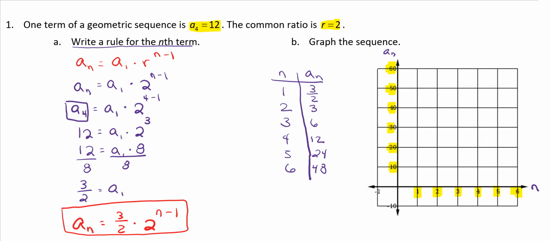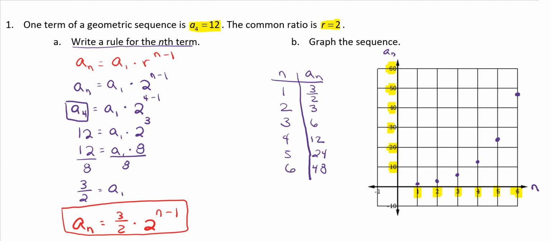So we need to now graph these points. So 1, 3 halves is going to be really down here close to the x-axis. 2, 3 is not too much further. 3, 6. 4, 12. And so on.